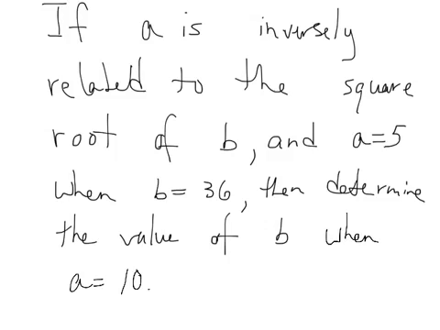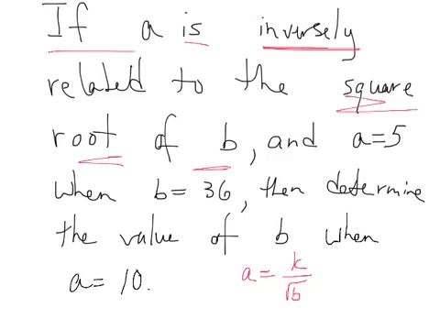So give me the generic equation to start with. What is the generic equation, Chris? A equals K over square root of B. Very good. Absolutely right. If A is inversely, so it's K over, related to the square root of B, so we put a radical B in the denominator.